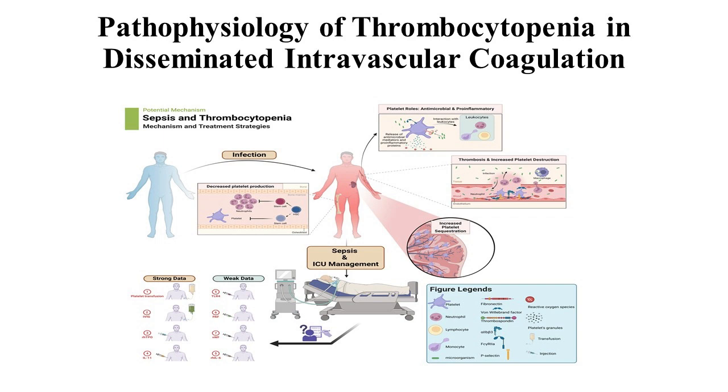In summary, thrombocytopenia in DIC is multifactorial. It results from decreased production, increased consumption through systemic coagulation, enhanced destruction via immune mechanisms, and increased sequestration in organs. This complex interplay explains why low platelet counts are common and clinically significant in septic patients with DIC.